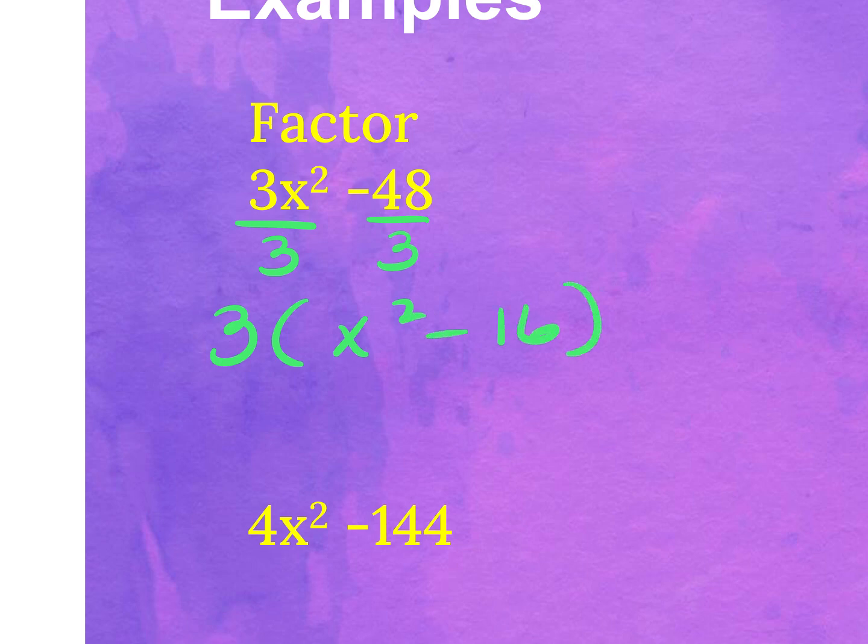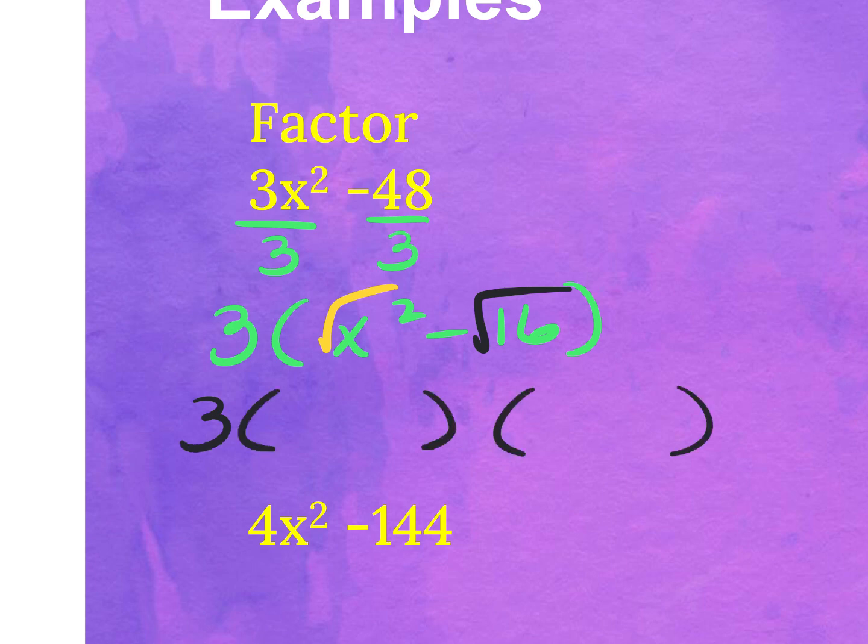Now, in the parentheses is the difference of two squares. So now all I have to do is square root the x squared and square root the 16. And remember, when you factor this, it ends up being one with a plus sign and one with a minus sign. So minus 4 and plus 4. And again, the order doesn't matter here.